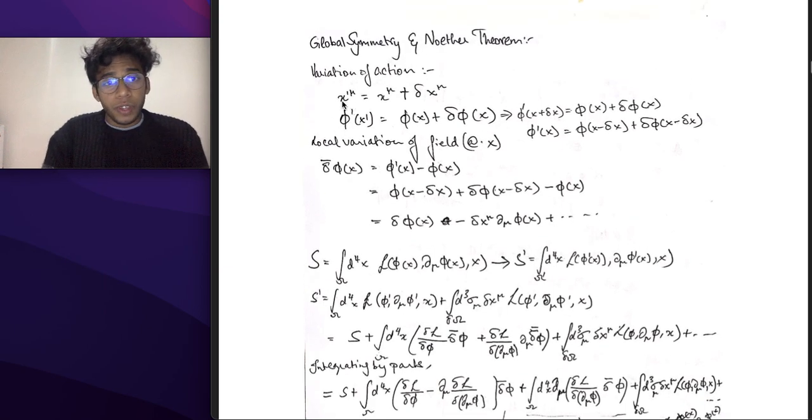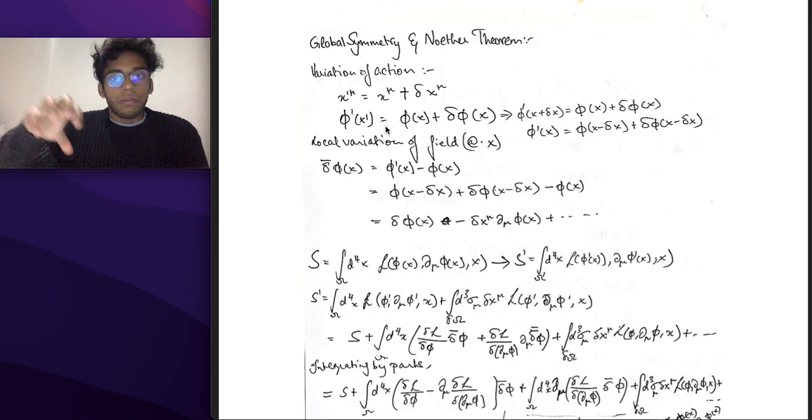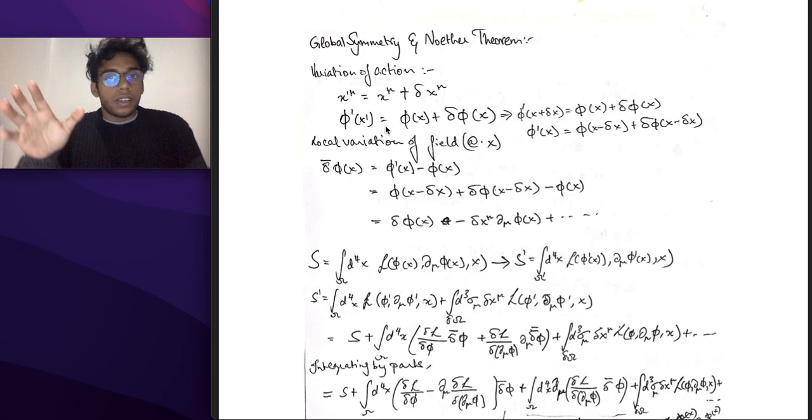So you have your change of a variable, a position is given by x mu plus delta x mu. That is an infinitesimal change. And similarly, you have your phi dash of x dash. That is the changing field at a different point, given by your field at the current point plus delta times field at the current point. So you're translating as well.